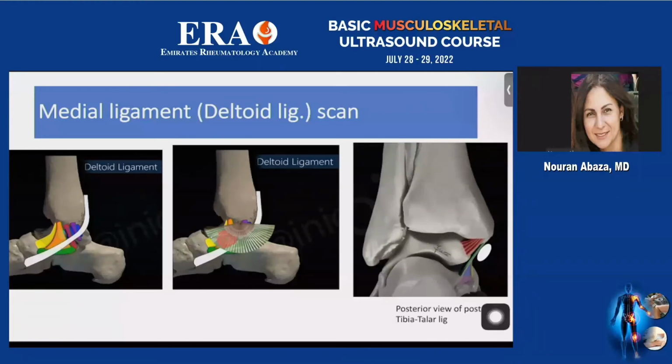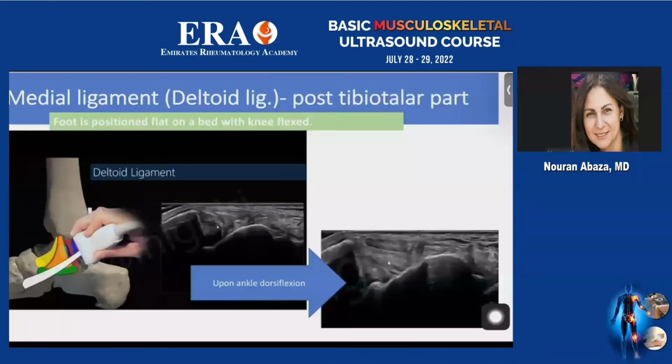So the first to be scanned here is the posterior tibiotalar. The posterior tibiotalar goes from the medial malleolus to the talus. Here you can see this part in longitudinal, but you can also shift your probe and make it perpendicular to the sole, just here. You can also make it parallel all the way to the sole, and you see it in both directions.